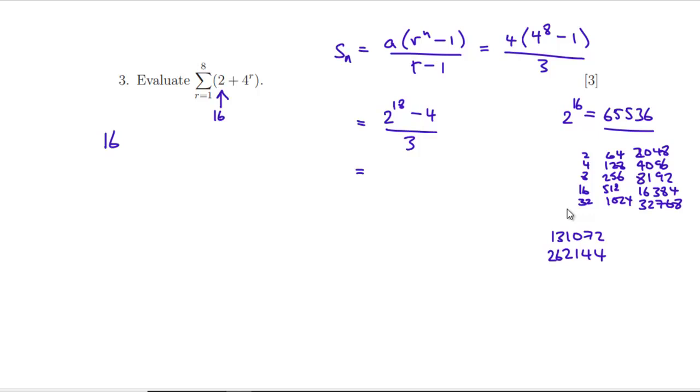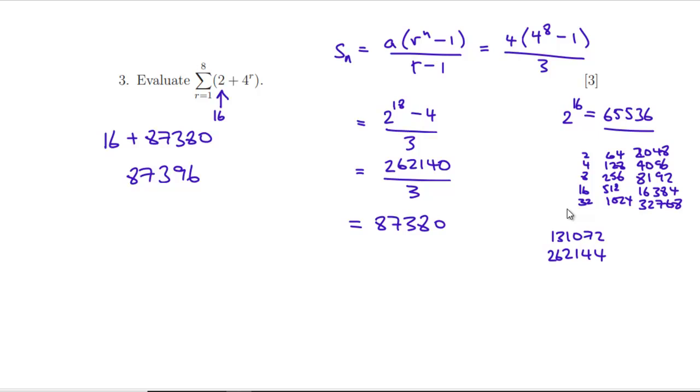Take the 4 off, which is going to give 262140, which we need to divide by 3. So that is going to be equal to 8, carry 2 means 7, carry 1 means 3, then 8, then 0. 87380, and we have to add on the 16. 87380, 87396. Right, so that was pretty good.